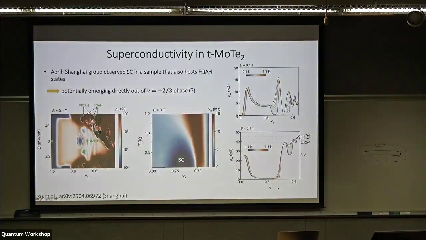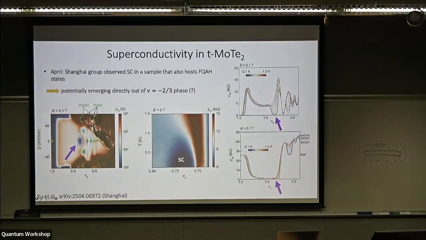This was then perhaps actually done just last month by Tingxin Li in Shanghai. They reported that they saw superconductivity in twisted molybdenum ditelluride. So this is their plot of displacement field versus filling. This region here, they're saying could be a superconductor. These are line cuts of rho xx and rho xy. And what you see is that it's pretty close to this 2/3 fractional quantum Hall state.